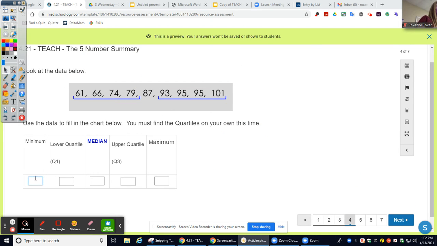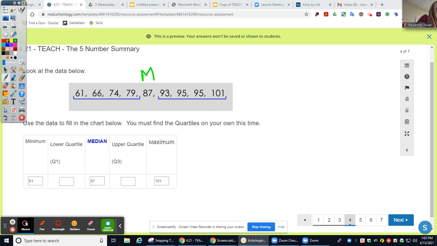Let's go ahead and put what's easy to find. Numbers are in order. So my minimum, my lowest number, is 61. My maximum is 101. And I can clearly already see here that my median, my number directly in the middle, is an 87. Okay, so I've already found my median. We've already found the min and the max.